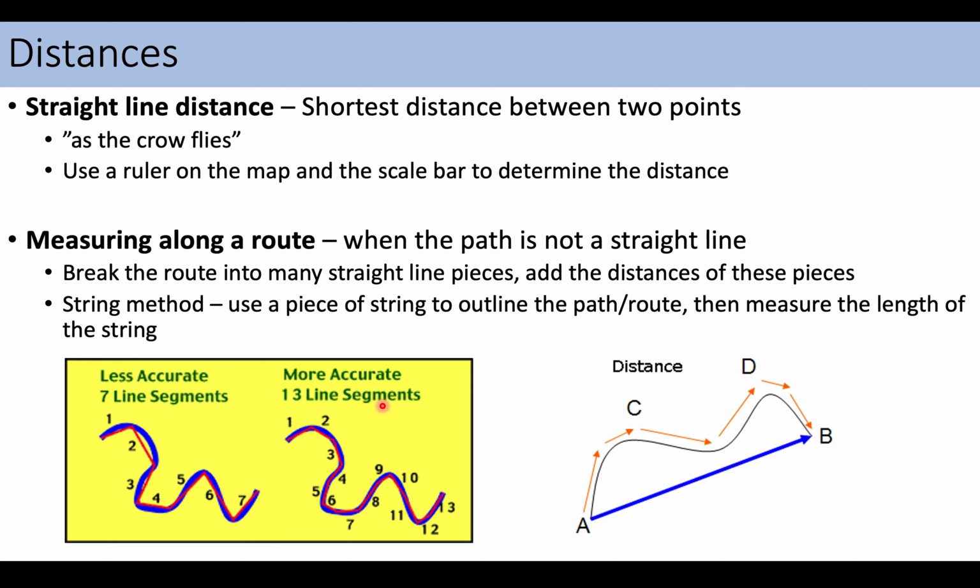But really the most accurate way would be to use a piece of string or thread or something. You can use a phone charger, anything that can be manipulated to follow this path and used to measure how long that path is. We call it the string method. You can take a piece of string and align it from A to B here, following that curvy line, and then you can measure the length of that string against the scale bar to determine the actual distance along that curved line.